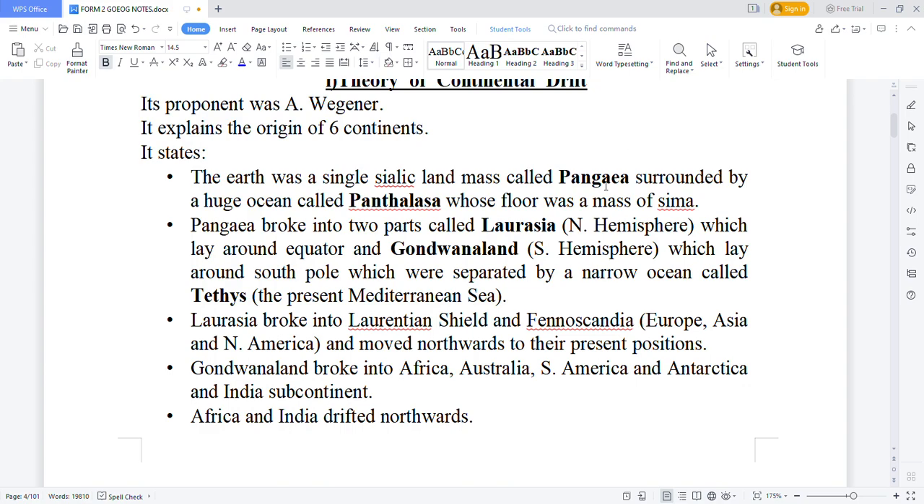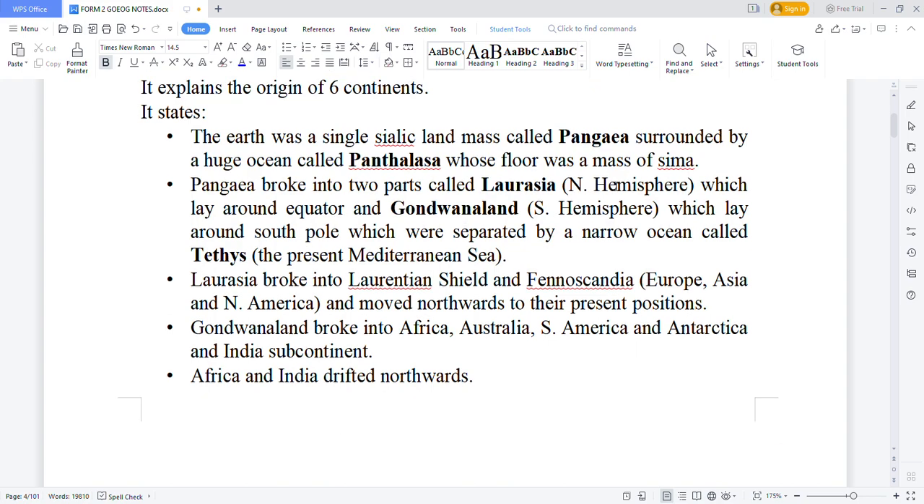It states the Earth was a single large landmass called Pangea, surrounded by a huge ocean called Panthalassa, whose floor was made of sima. Pangea broke into two parts called Laurasia, in the northern hemisphere, which lay around the equator, and Gondwanaland, in the southern hemisphere, which lay around the South Pole, separated by a narrow ocean called Tethys, the present Mediterranean Sea.